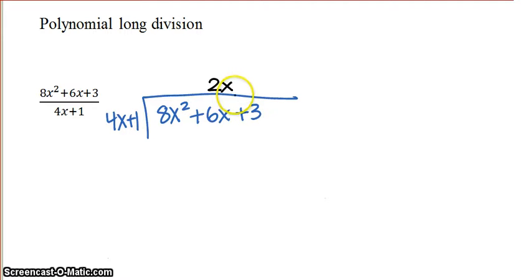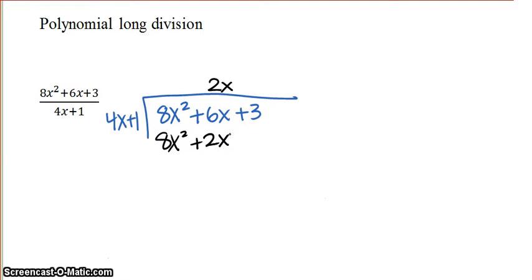So 2x, and now I need to multiply, just like what we did before. I need to multiply 2x times that first term, which is 4x. So 2x times 4x is 8x squared, and that's good because that's what we wanted to have here, because then it'll cancel out later. But then I need to multiply 2x times the second term right here, which is 1. So 2x times 1 is 2x.